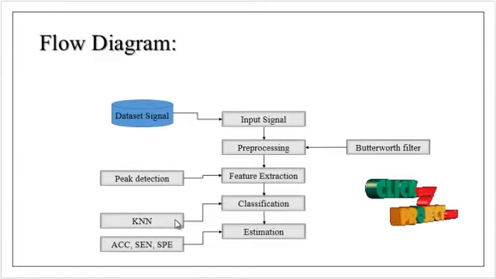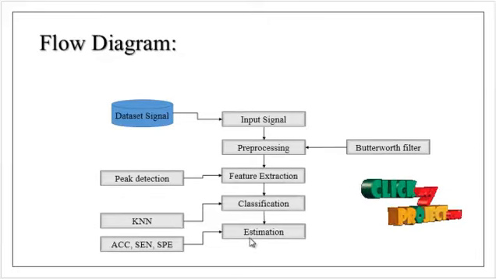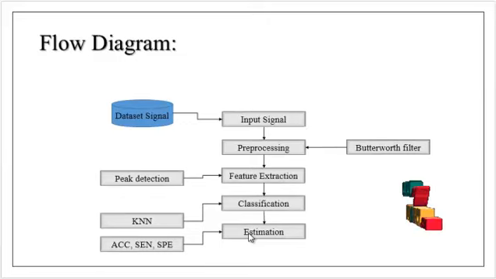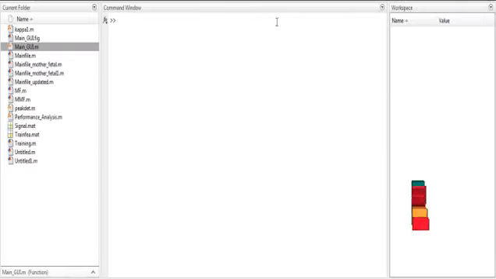After the estimation of normal or abnormal, we come to the final stage of the process, that is the performance estimation. In this performance estimation, we have three kinds of performance measures: accuracy, sensitivity, and specificity. By using these three parameters, we can justify whether our process is efficient or not.